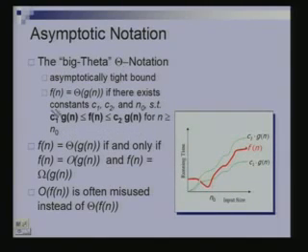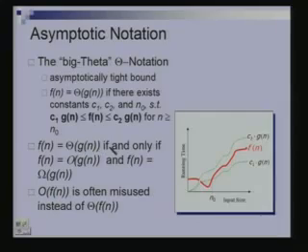The theta notation: f of n is theta of g of n if there exist constants c1 and c2 such that f of n is sandwiched between c1 times g of n and c2 times g of n. That is, beyond a certain point f of n lies between one constant times g of n and another constant times g of n. Then we say that f of n is theta of g of n. That is, f of n grows like g of n in the limit.